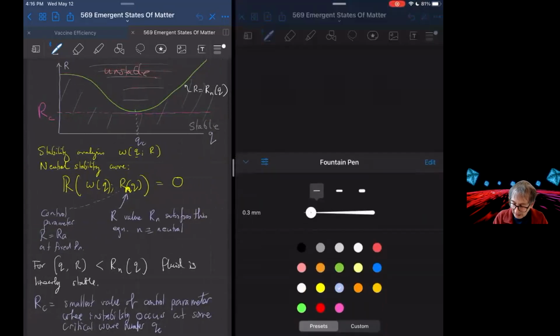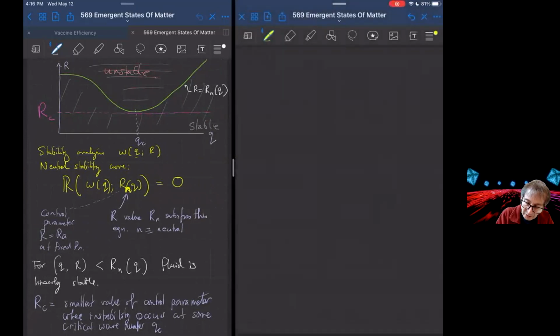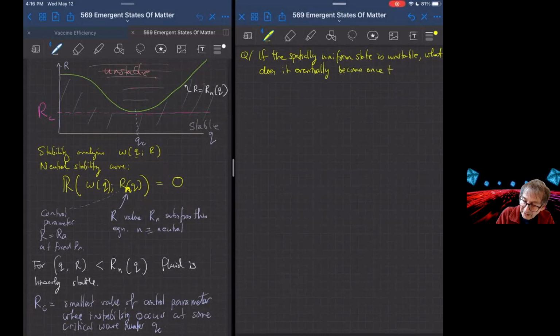Okay, so now the question is, well, if you have that, what does it become? What does the uniform state become unstable to? So the question we want to understand is, if the uniform state is unstable, what does it eventually become once the nonlinearities have restabilized the system?